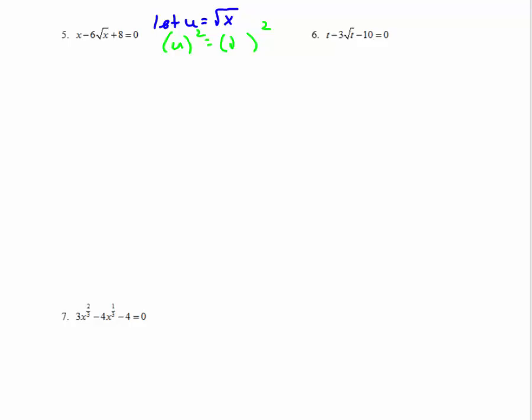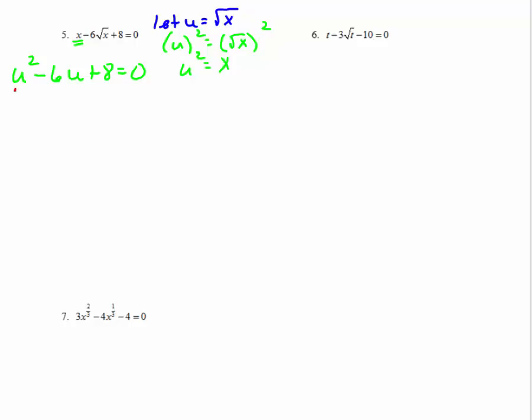So we get u squared and the square root of x squared. Well, u squared is u squared, and the square root of x squared just turns out to be x, and that is my first variable. So u squared is now going to be x. So my equation becomes u squared minus 6u plus 8 equals 0. In 116, if you square the middle variable, you should get that first variable, and that's why it turns into a u substitution form.